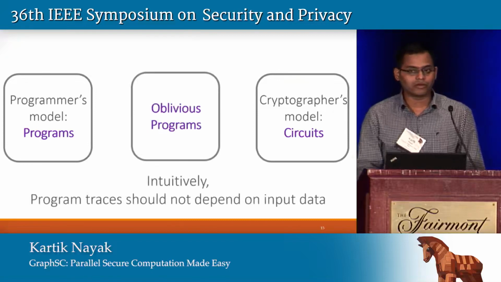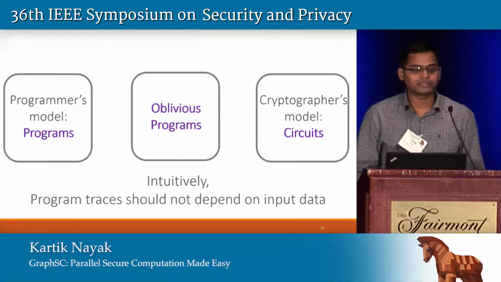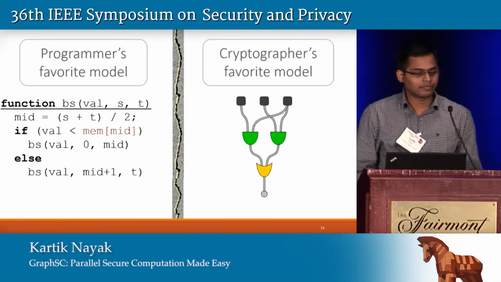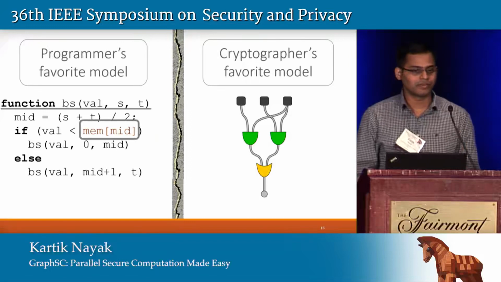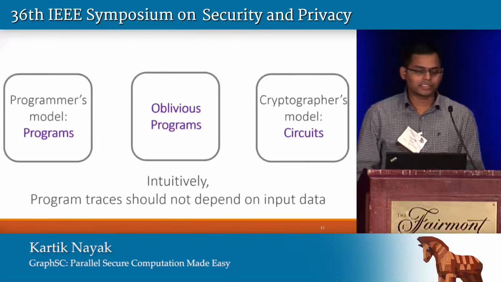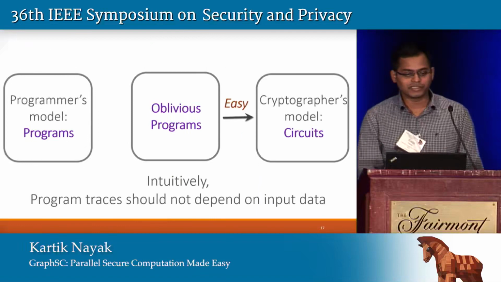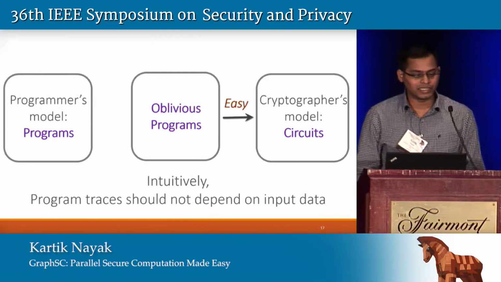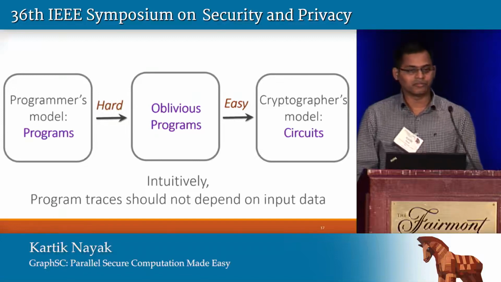Intuitively, what oblivious programs mean is that program traces should not depend on the input data. So if you look at this example over here, which is computing binary search, in each iteration, it is accessing this memory location. And this memory location actually depends on the input data and the search query. So this program is not oblivious. Turns out if you have an oblivious program, it is easy to convert it into circuits. And hence, the major challenge lies in converting programs into their oblivious versions.